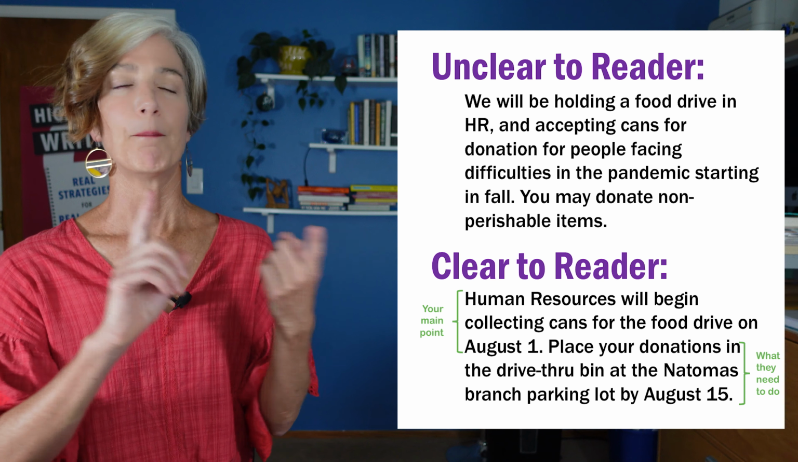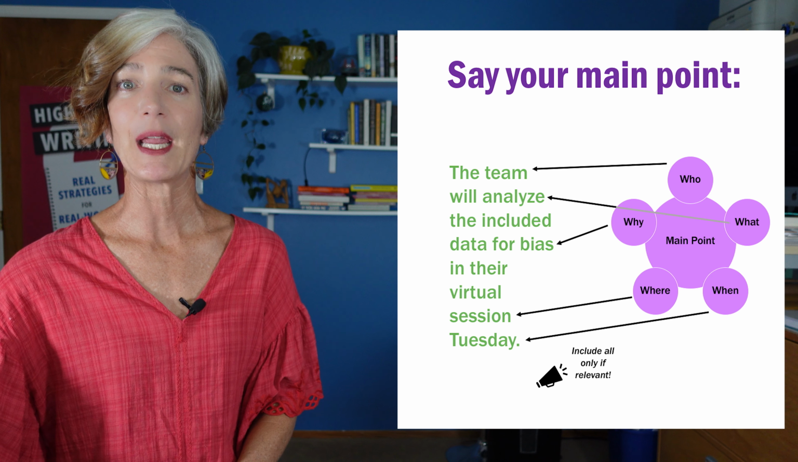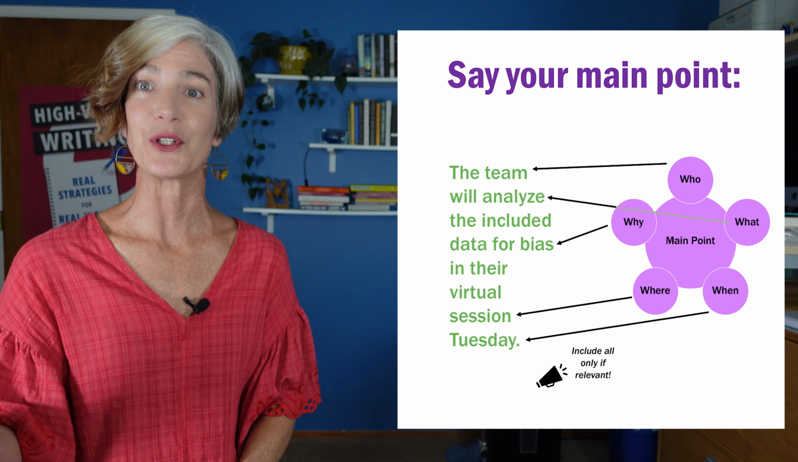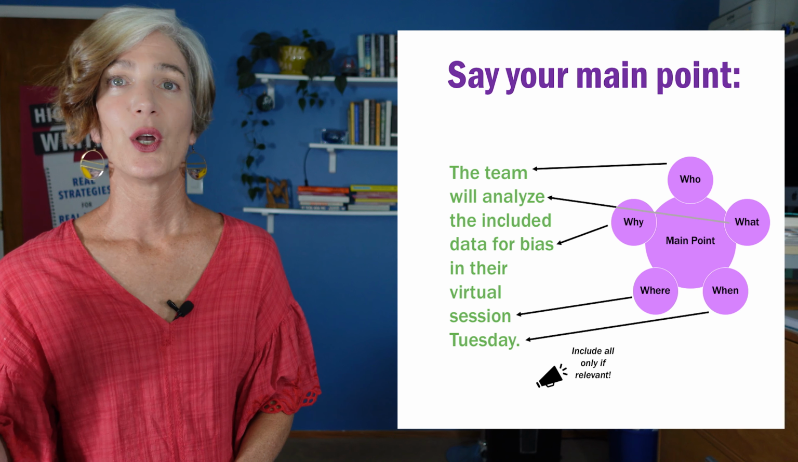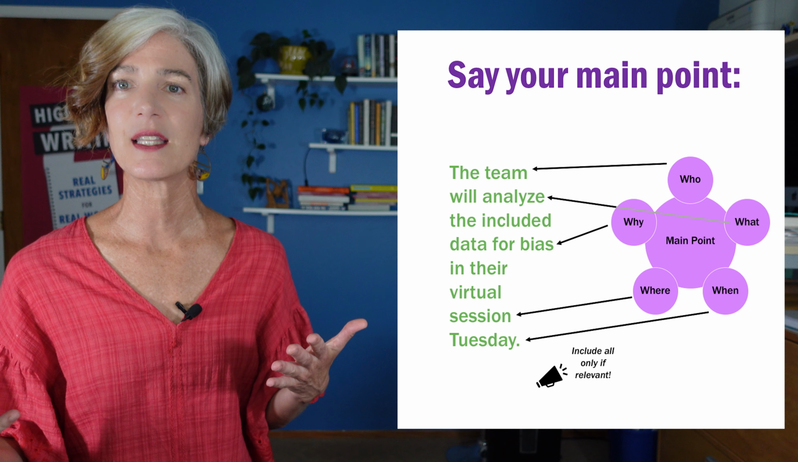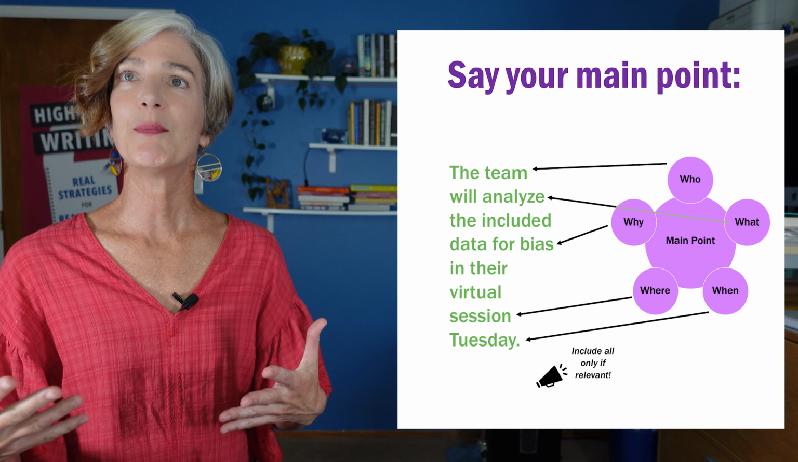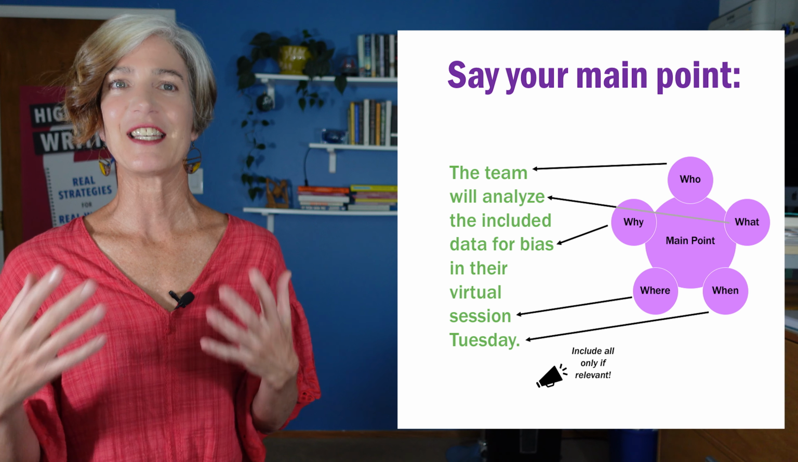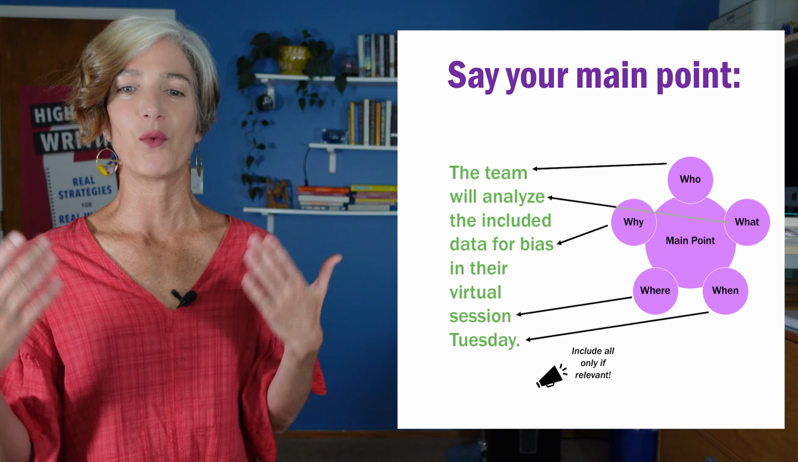Let's break down that main point. Well, I think the best way to write a main point is to walk through the 5 W's in your mind. Who, what, where, when, why. Writing those out, thinking, do I need to cover these in my main point, will keep you honest. It'll make sure you look and decide, what information does my reader really need? Which of these W's do they need?